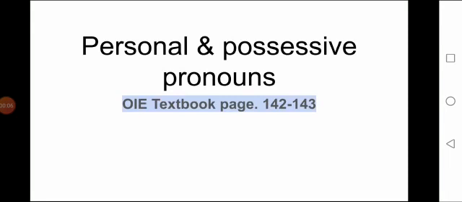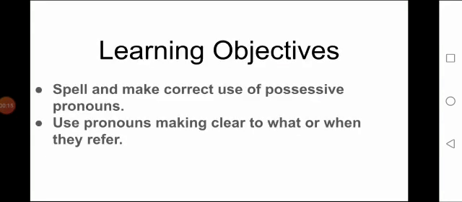Today our topic is personal and possessive pronouns. We will do it from the OIE textbook, page numbers 142 and 143. Our learning objectives are: spell and make correct use of possessive pronouns, and use pronouns, making clear to what or when they refer.